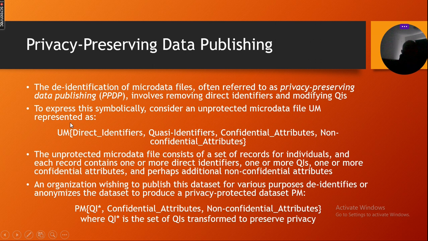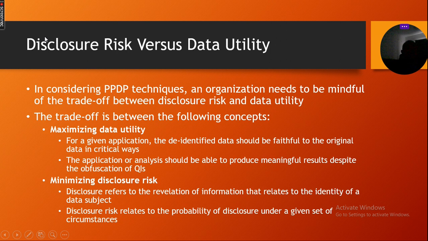Then similarly, this one is for the unprotected macro data file. But for a protected macro data file, it will be, you see, we now start with PM, then we say quasi bracket, QI, okay, quasi identifier, confidential attribute, non-confidential attribute, where QI is the set of QI transformed to preserve privacy.